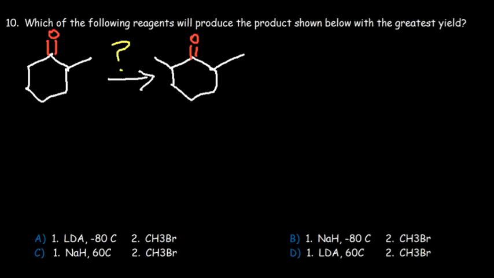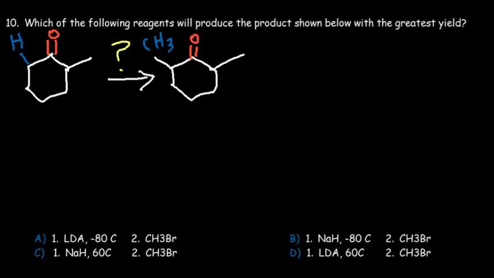Number 10. Which of the following reagents will produce the product shown below with the greatest yield? So, looking at the product and comparing it to the reactant, we can see that we've added a methyl group to the left side. Or basically, we replaced an alpha hydrogen with a methyl group. And looking at our answer choices, we see that step 2 is the same, methyl bromide. The difference is in step 1.